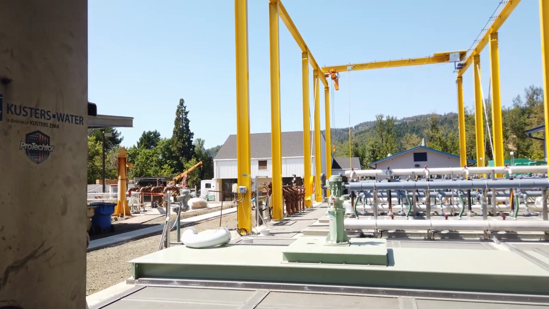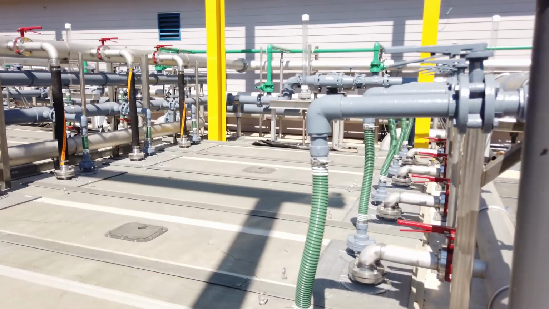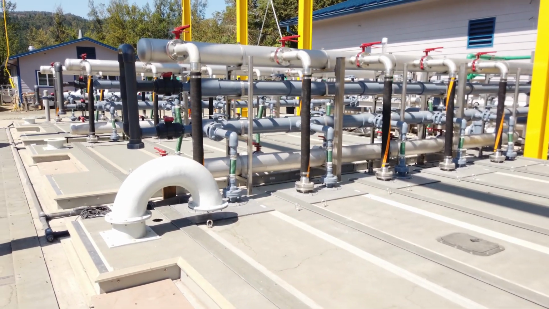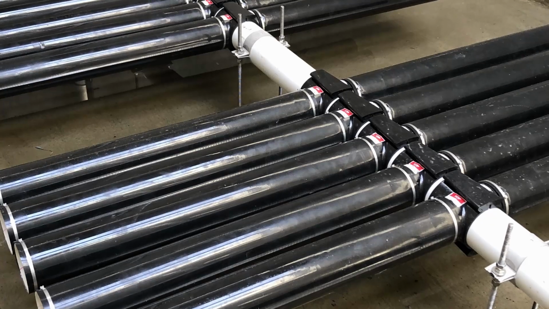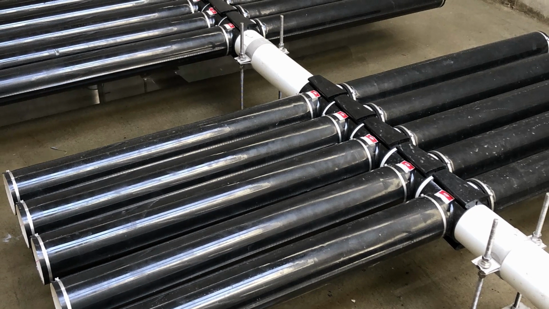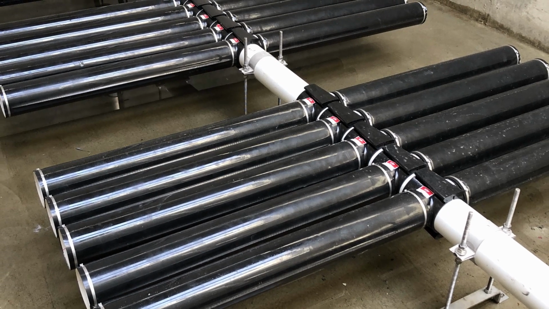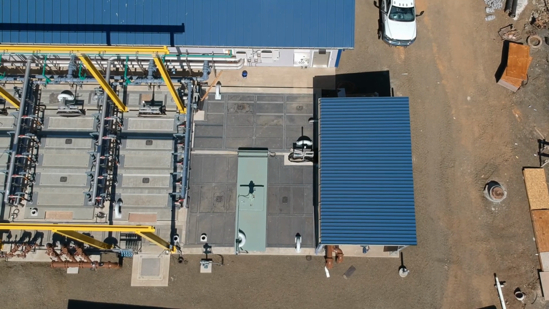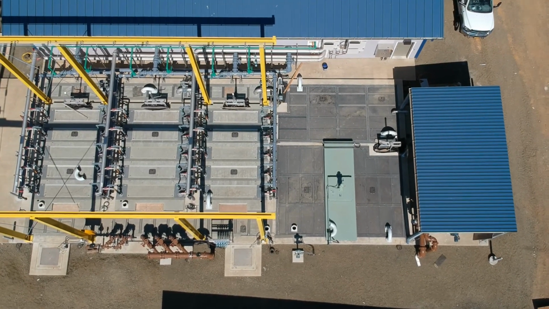You'll notice fiberglass covers on the entire MBR process. All covers are removable and have access ports. The covers prevent falling debris from entering the process and damaging the membranes. After the Inoxic tank, mixed liquor flows by gravity to the PreAeration tank. The PreAeration tank has fine bubble diffusers that supply oxygen to the aerobic environment. This is where the majority of the biological treatment occurs for the MBR. We expect complete BOD removal and nitrification to also occur completely.